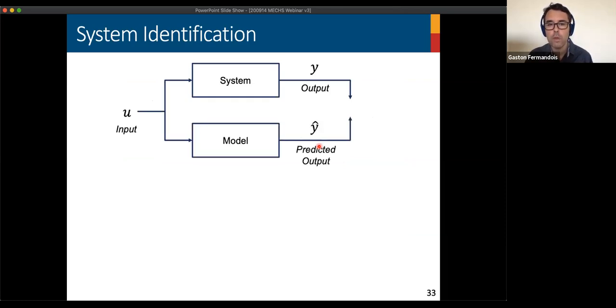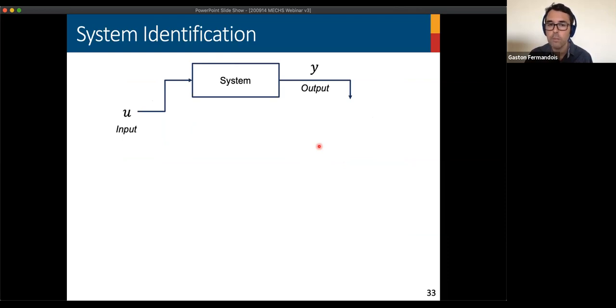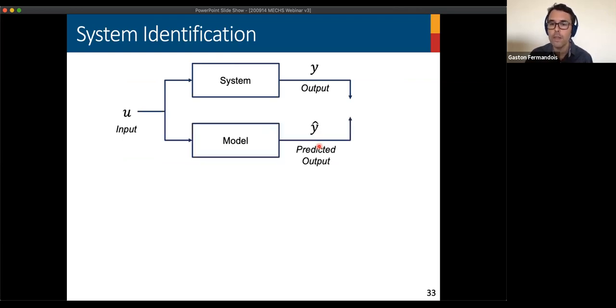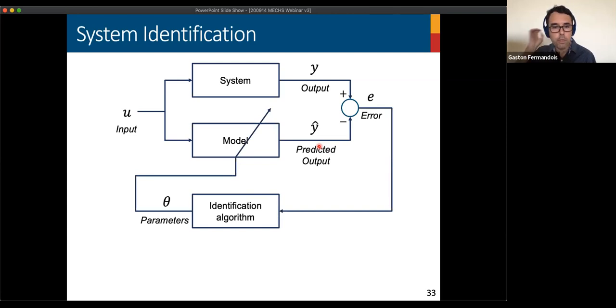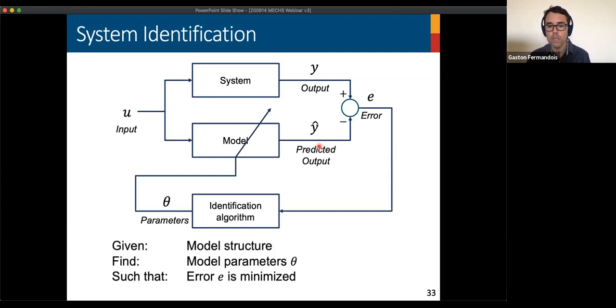So how do we conduct system identification? As I said before, we have the system, we measure the output given some input, and we create a model and we predict the output given the input that we commanded to the system. We measure the error between measured output and predicted output, and then through an identification algorithm, we tune parameters in the model such that this error minimizes. So given the model structure, for instance, a transfer function with a certain number of zeros in the numerator and poles in the denominator, we find those parameters such that this error is minimized.